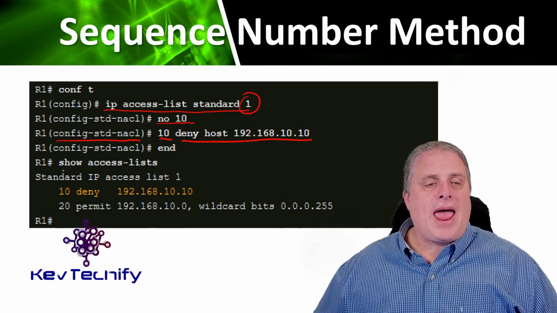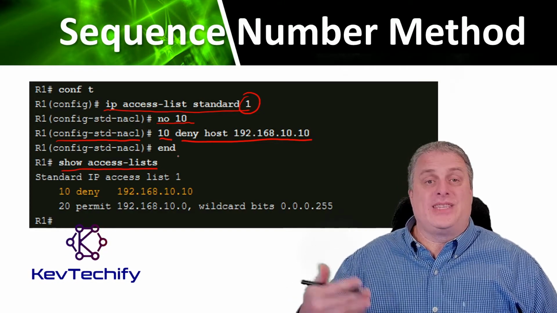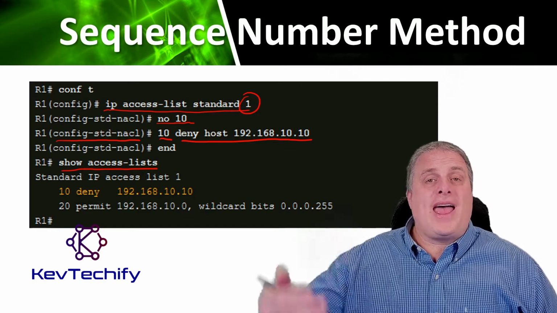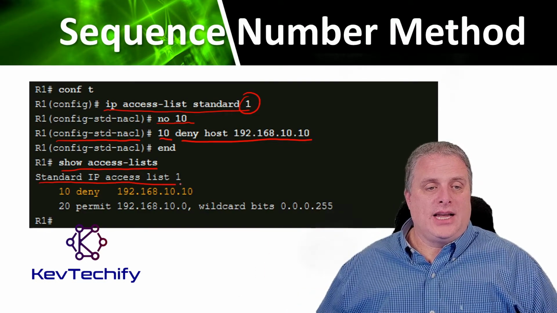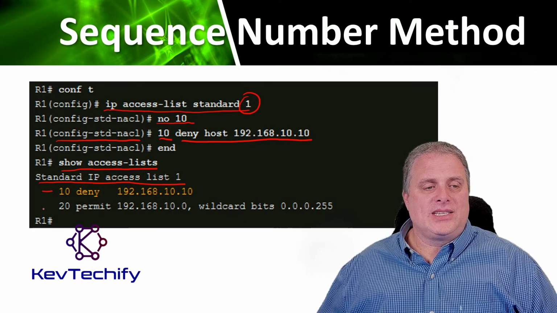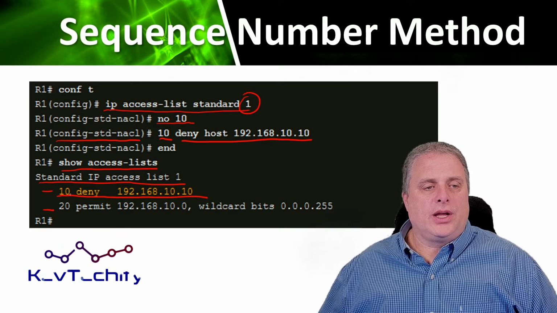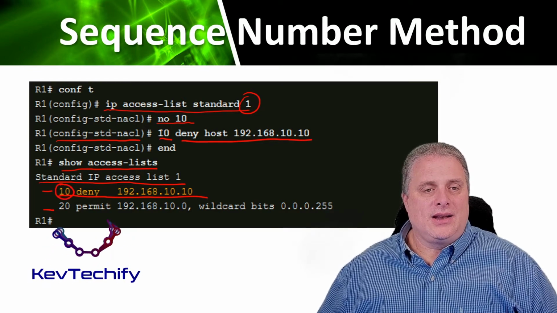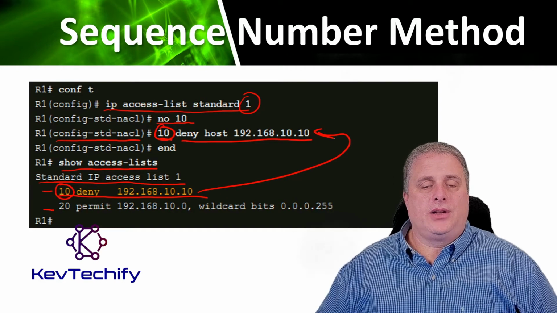We do the show access-lists. Once again, show running-config will not give you the sequence numbers, only show access-lists will. It'll list out our ACL, and then it'll list out all the ACEs with it. And right here is our newly updated access control entry at sequence 10 that we entered. So these have been entered like that.